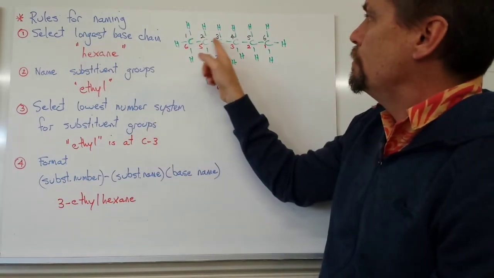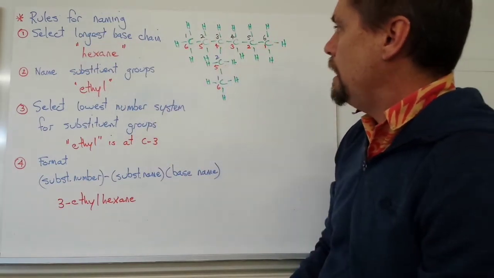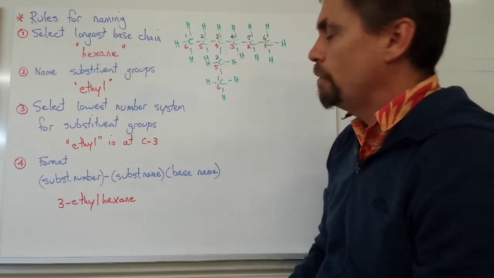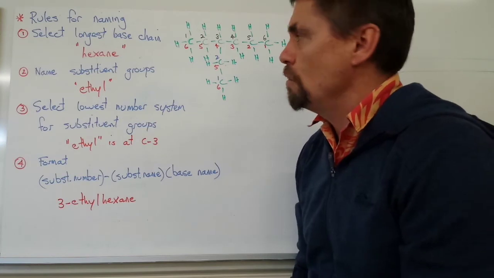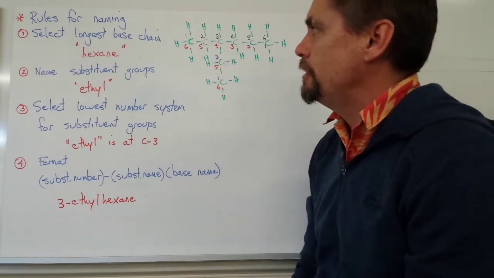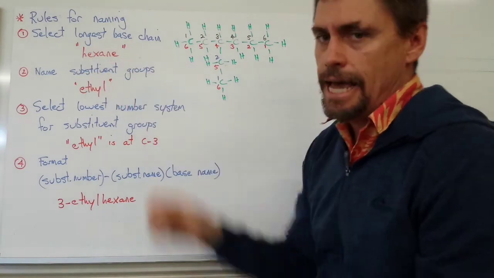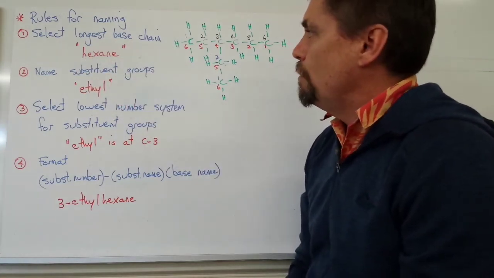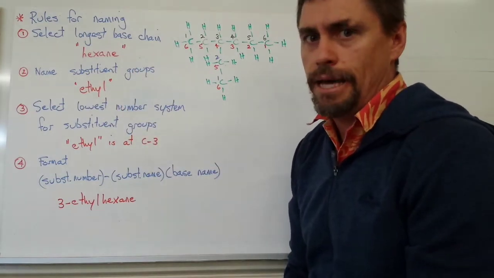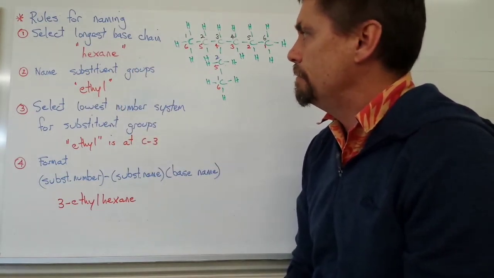So we've got 1, 2, 3, 4, 5, 6 there, or 1, 2, 3, 4, 5, 6 there. We've got no other possibilities for the longest carbon chain. Therefore, 6 carbons in our base chain will make hexane. We then look for any substituent groups coming off that main carbon chain and we name them.